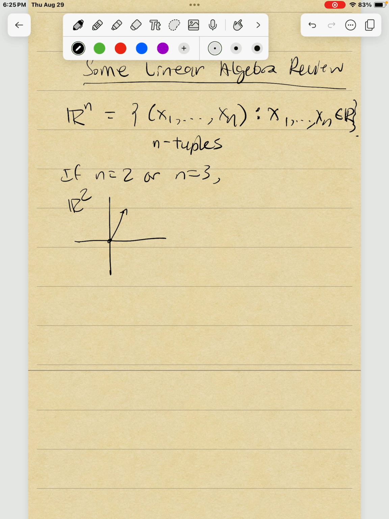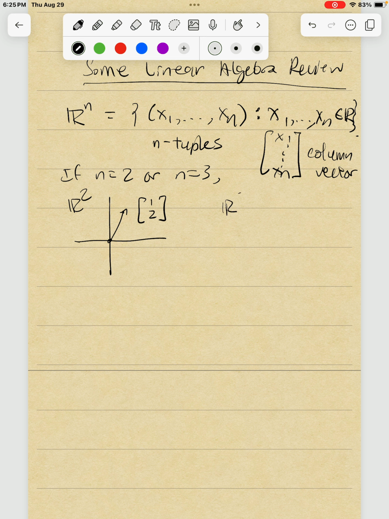So for instance, the n-tuple, and typically in linear algebra, we'll write these as an n by 1 matrix, right? Like this is a column vector. That's the convention that makes multiplying a matrix by a vector easier if you just think of that vector as an n by 1 matrix. So if you have this vector 1, 2, it can be identified with this arrow that goes right 1 and up 2.